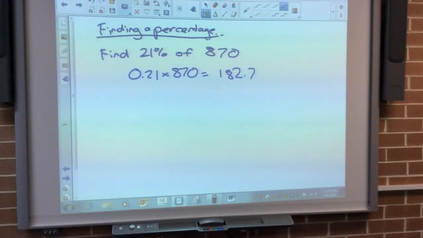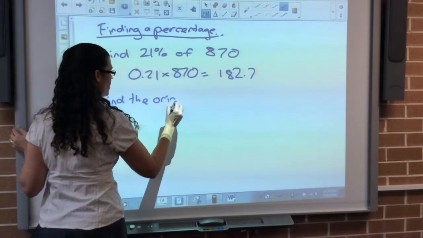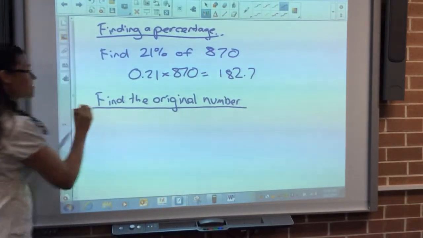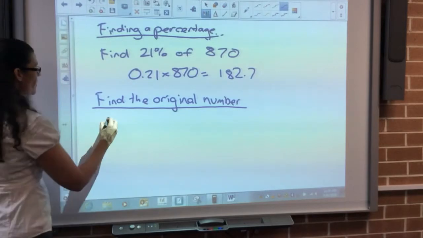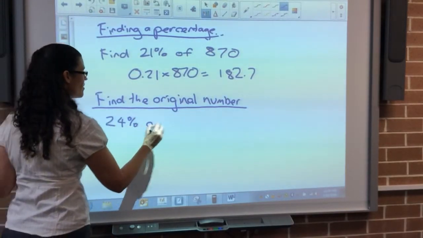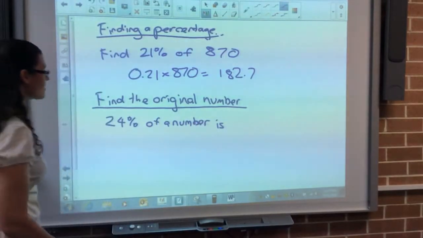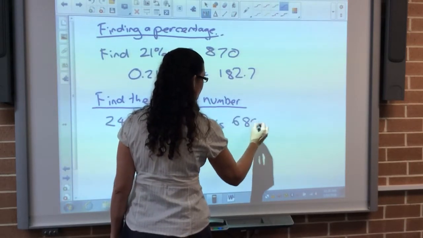All right. Now we could also have a question that's a bit trickier, where we've got to find the original number. So this is where that idea of a unitary method is going to be really helpful. So I'm going to say 24% of a number is, I don't know, let's go with 680. Find the number.